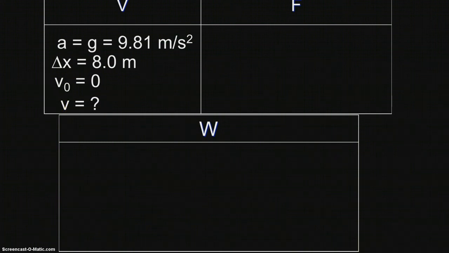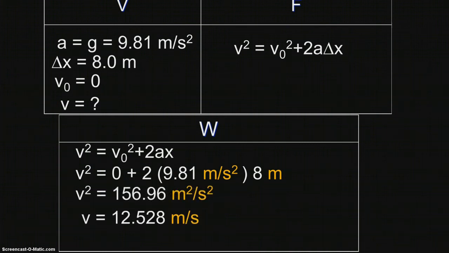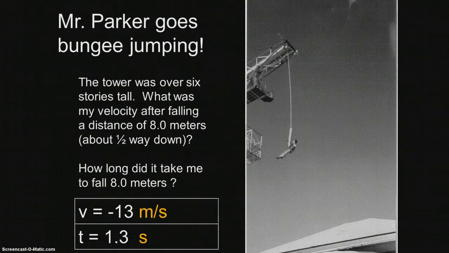So which equation am I going to use? You look through your list of kinematic equations, you realize, of course, you've got to use v squared equals v0 squared plus 2ax. I do the work, and I get something along these lines. So v is equal to 12.528 meters per second, and I apply sig figs to get a final answer of v equals 13 meters per second. And because I'm heading downwards, and downwards is the negative direction, it's a negative 13 meters per second.